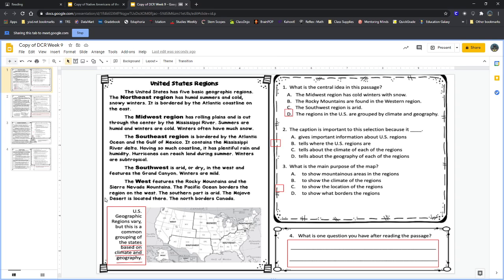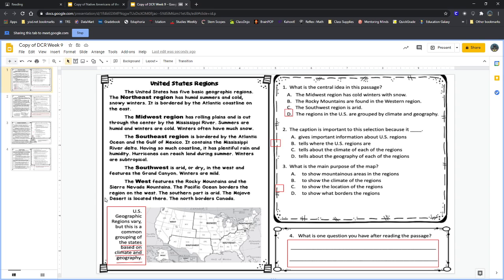A, gives important information about the U.S. region. B, tells where the U.S. regions are. C, tells about the climate of each region. Or D, tells about the geography of each of them. What answer choice seems like the best choice here? Nadine? D. D, tells about the geography of each of the regions.